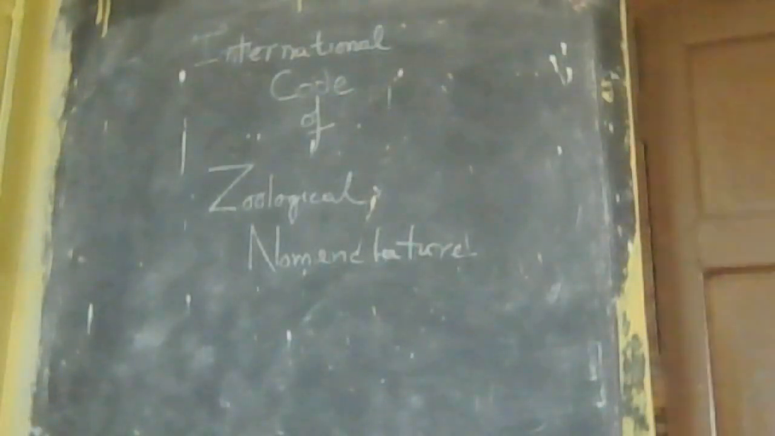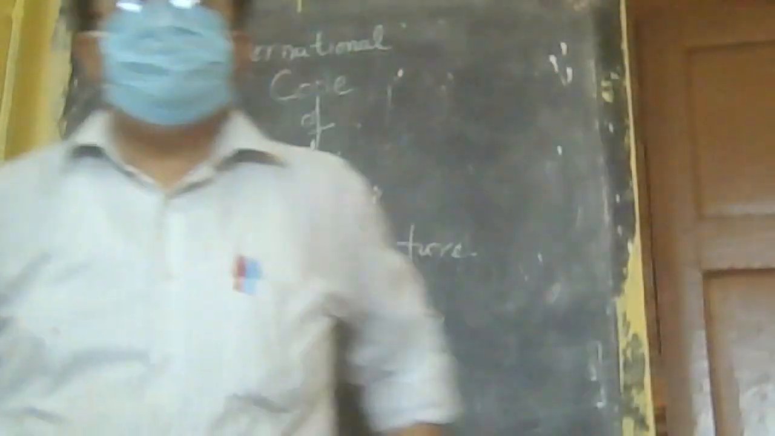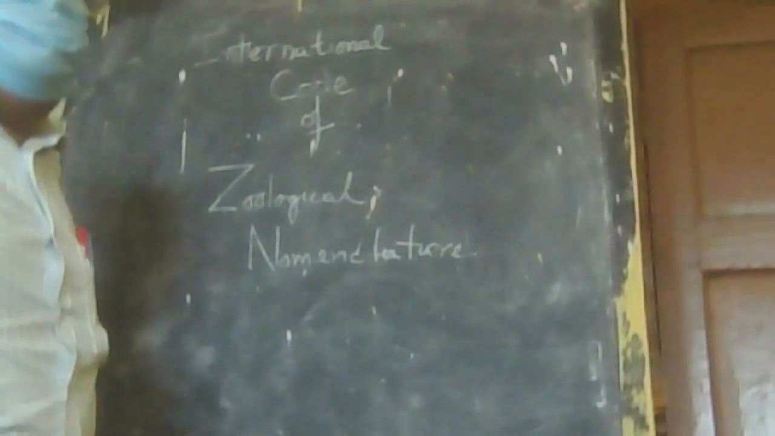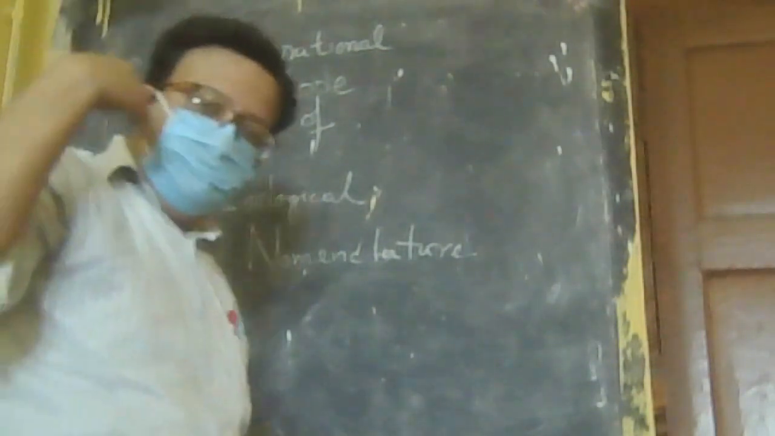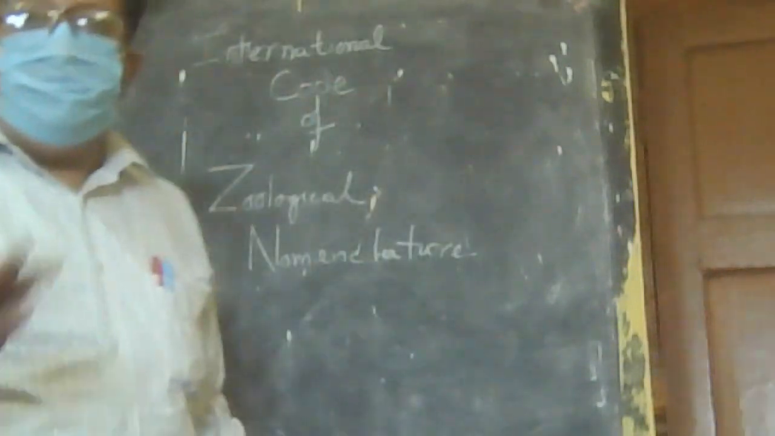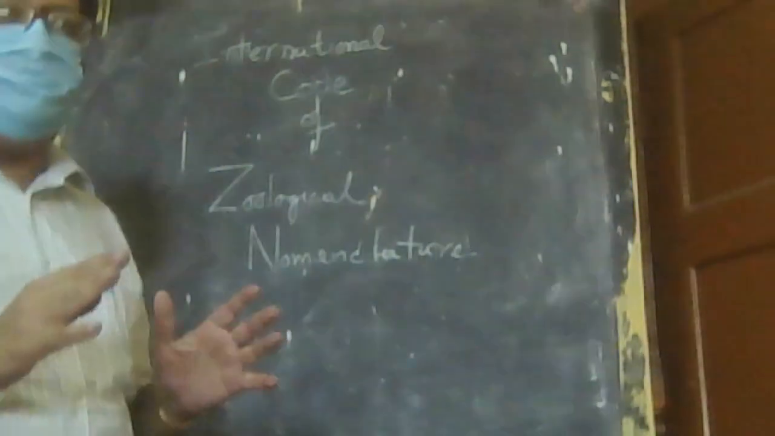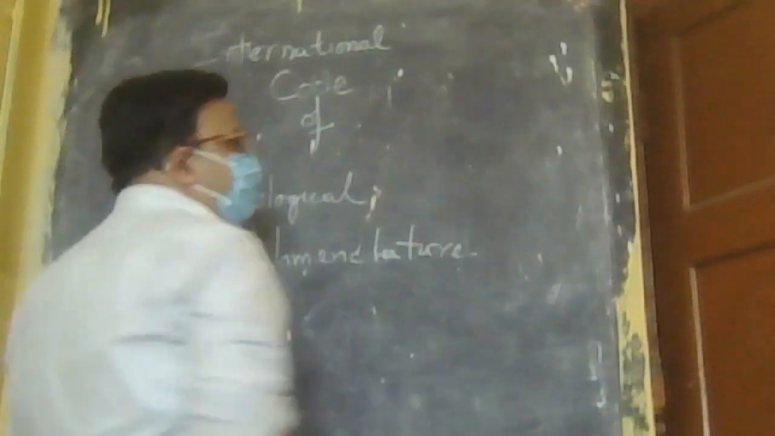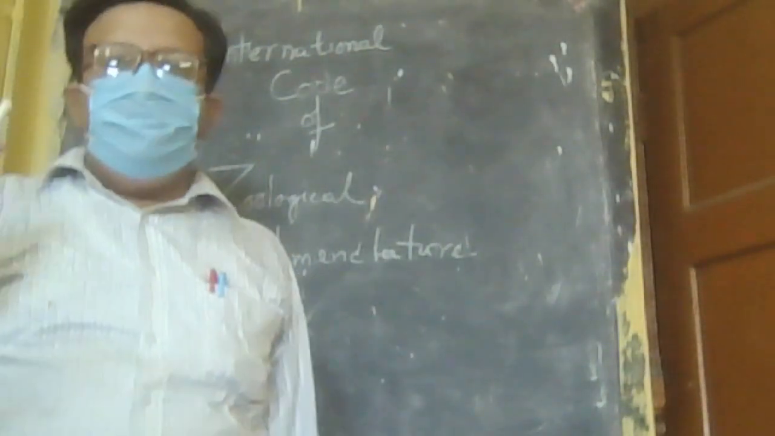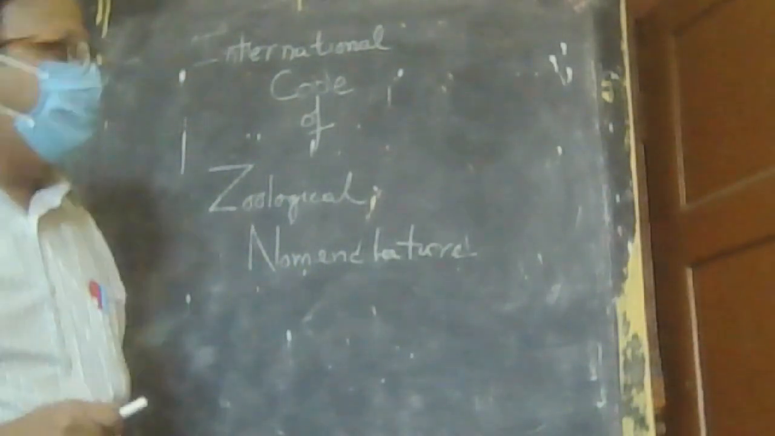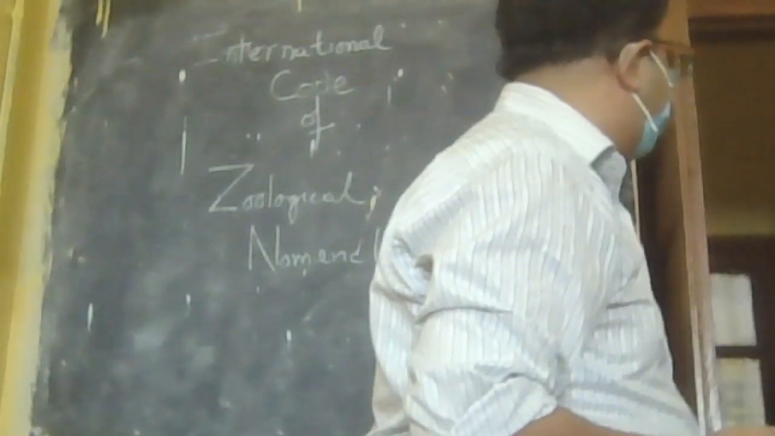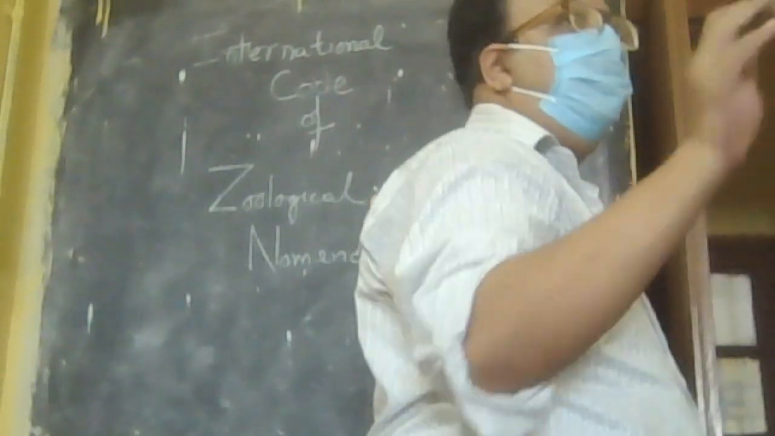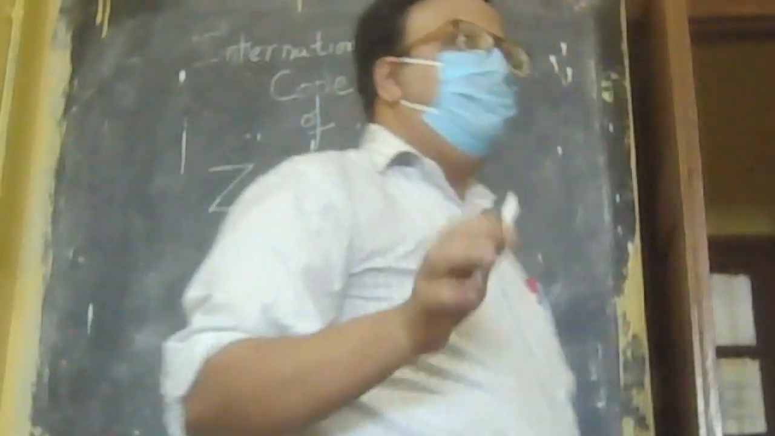Let me close the door. Alphabet of grammar taxonomy I will go through after this. Okay. Today I will be talking about the International Code of Zoological Nomenclature because, first of all, this is very important for your exam.